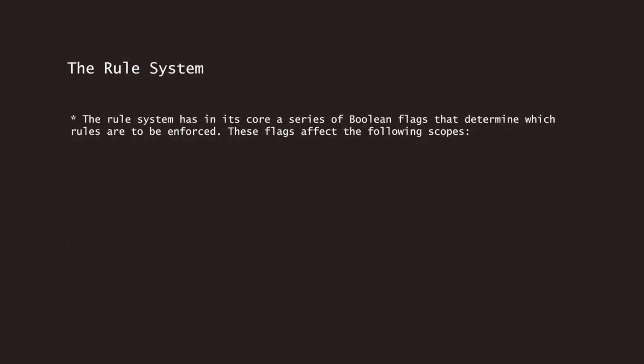The rule system has in its core a series of Boolean flags that determine which rules are to be enforced. These flags affect the following scopes: parallel movement between voices, meaning parallel fifths or octaves.